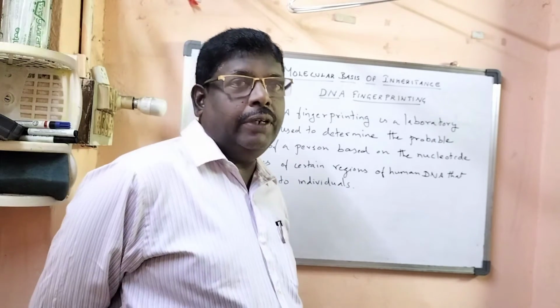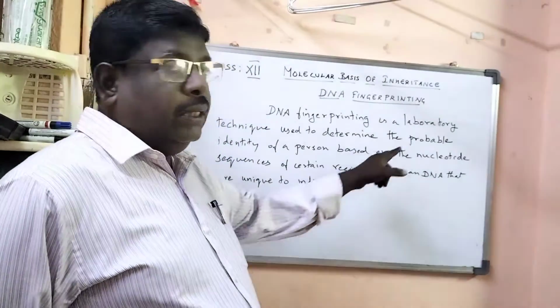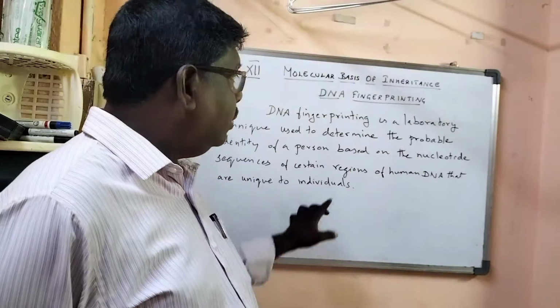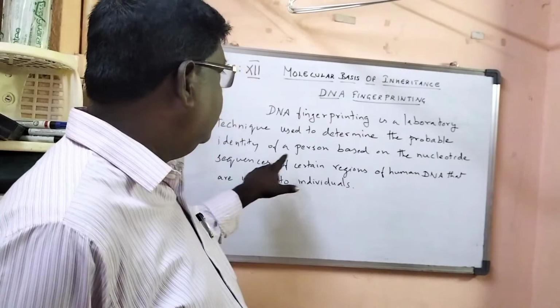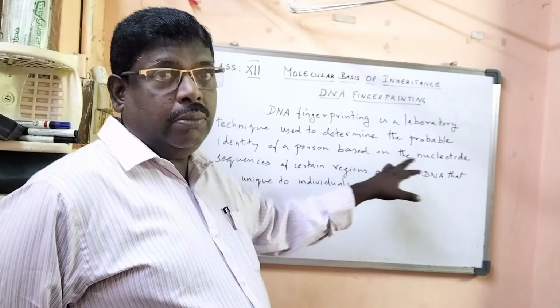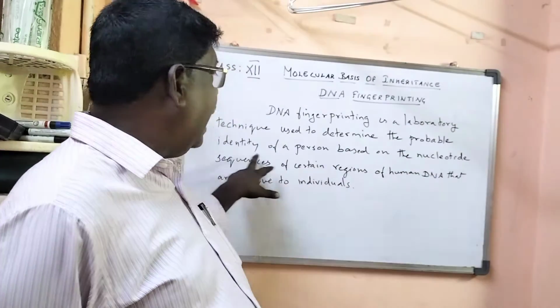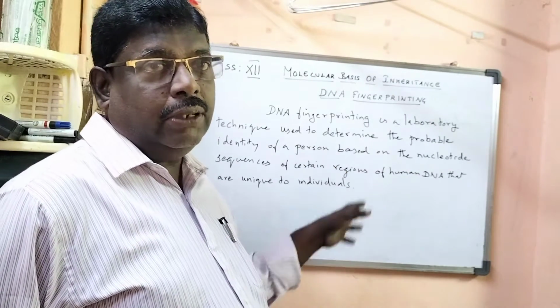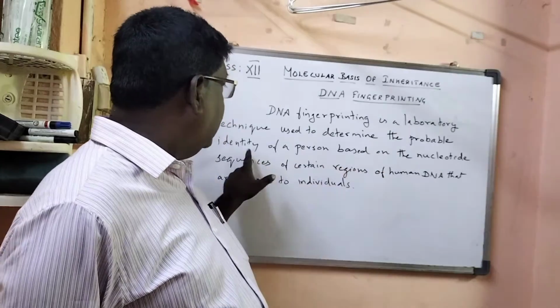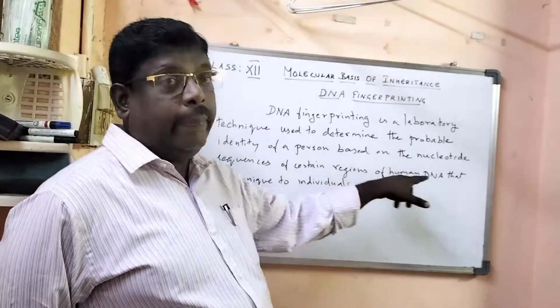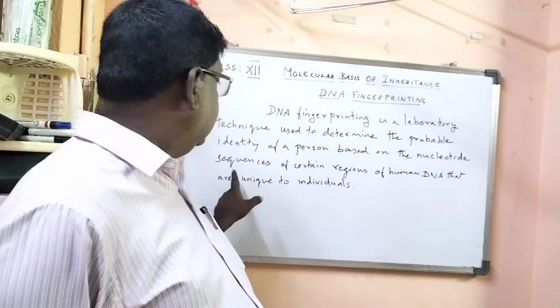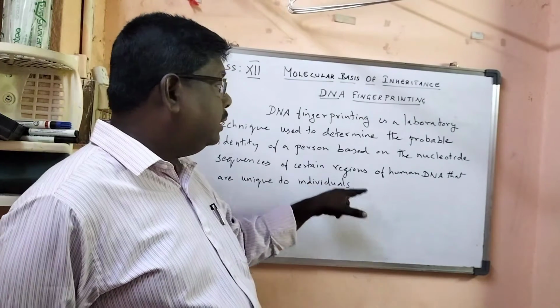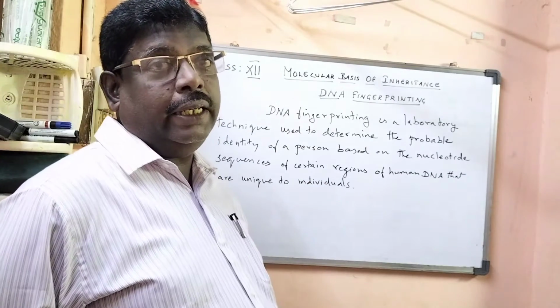So what is DNA fingerprinting? First of all, it's a laboratory technique. It is used to determine the probable identity of a person. So, with the help of DNA fingerprinting, you can identify a person, based on the nucleotide sequences of certain regions in human DNA.